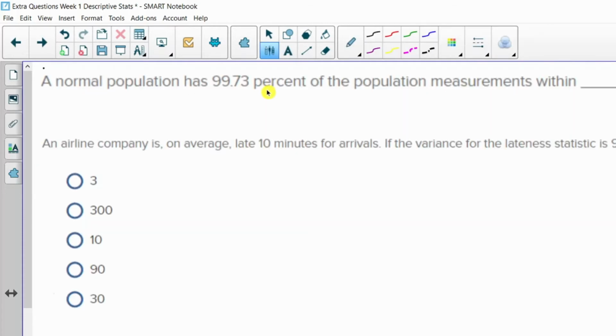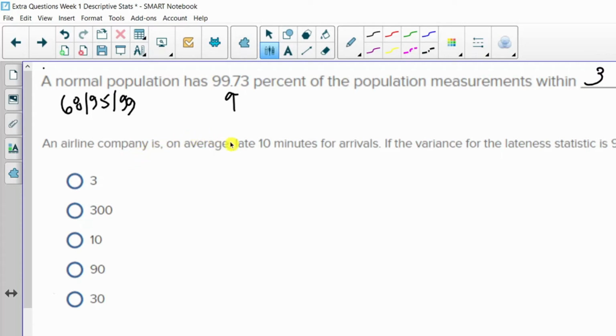Okay? This next question is following that 68, 95, 99 rule that we went over in the notes. So this one here, at 99.73% of the population measures within how many standard deviations of the mean? Well, each level is one standard deviation more from the mean. So 68 is one standard deviation from the mean, 95 is 2, 99 is 3. So, boom, there you have it.